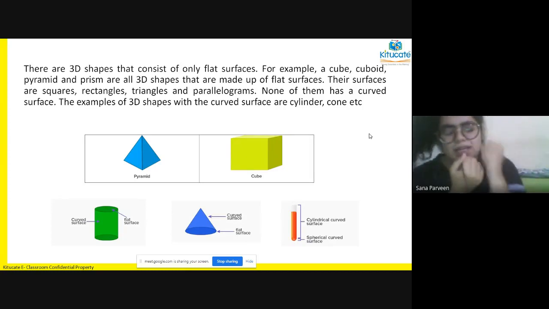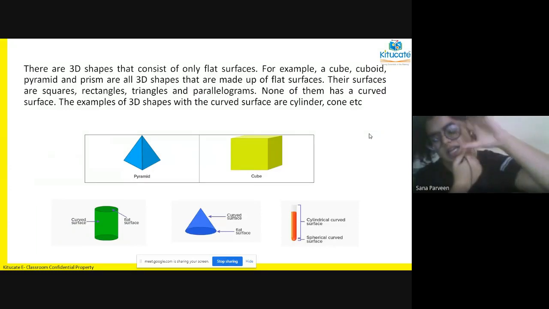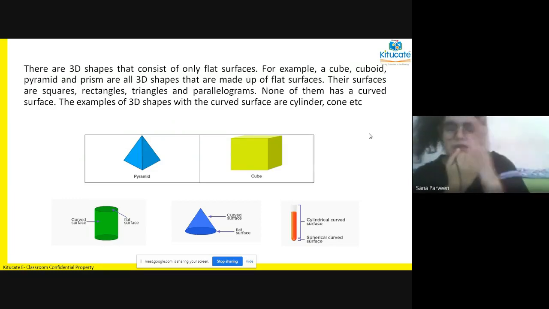For example, you're holding an ice cream cone. That ice cream cone is not flat. That cone is having a particular rounded structure, which is the curved surface, which is present here in the ice cream cone. And the last one and the best example here is Earth. Earth is a 3D structure having a curved surface.